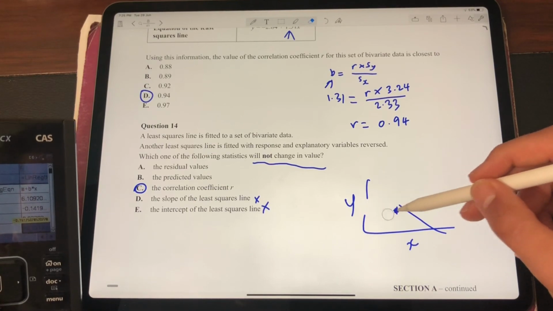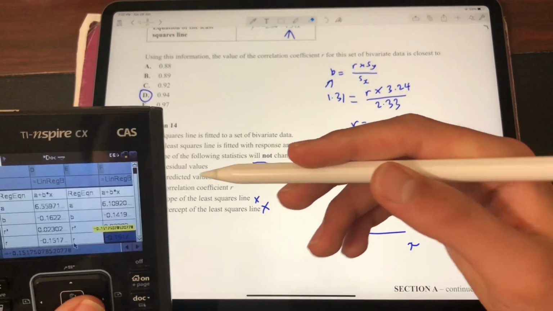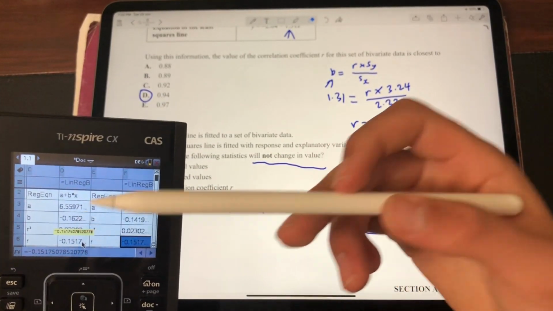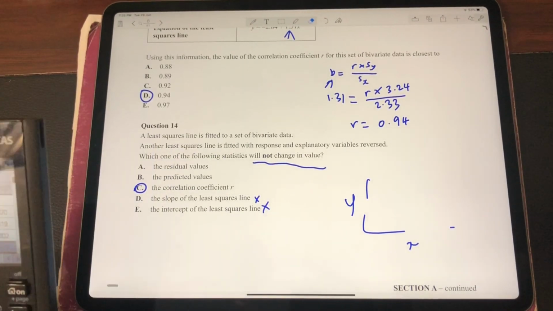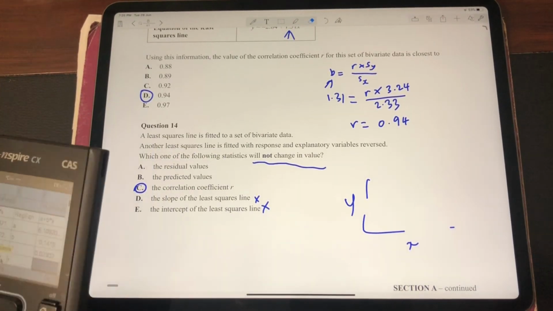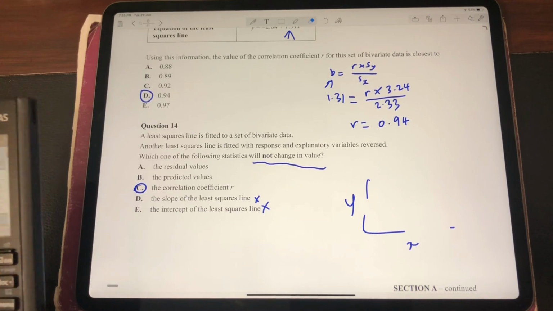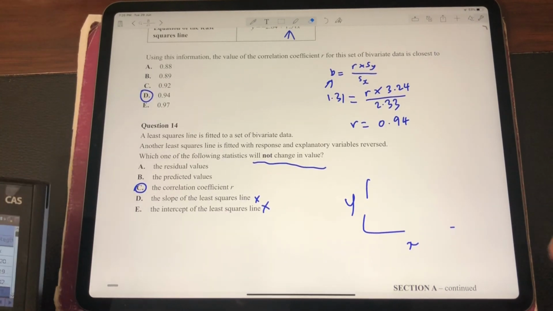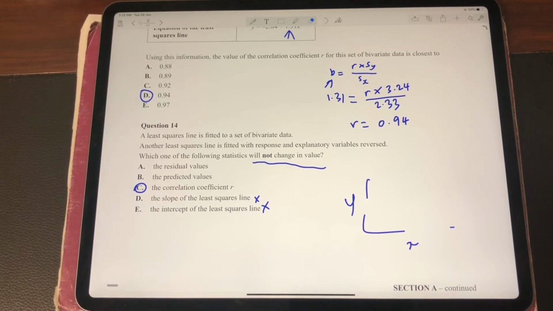And we would also know our predicted values would be different, since the slope and the y-intercept of the least squares line have obviously changed. So the predicted values would also change when you substitute a value into the equation. So that leaves us with C. So 14C is the correct answer.